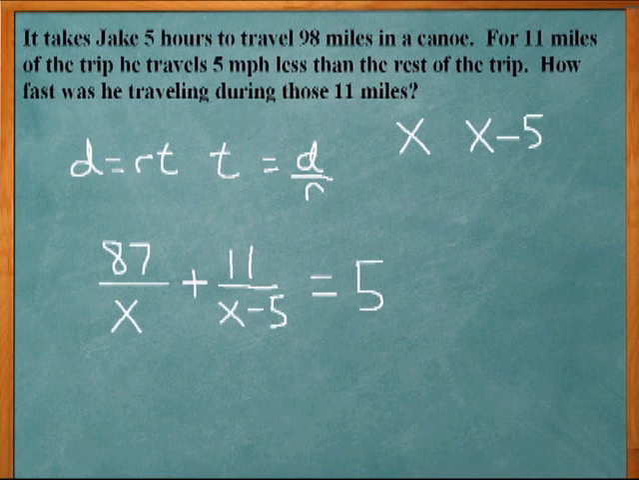So that's how you set it up. The distance over rate, 87 over x, and 11 over x minus 5 are your 2 times, distance over rate. And those 2 times added together give you your total time for the trip, which is 5 hours. So all we need to do here is solve for x.